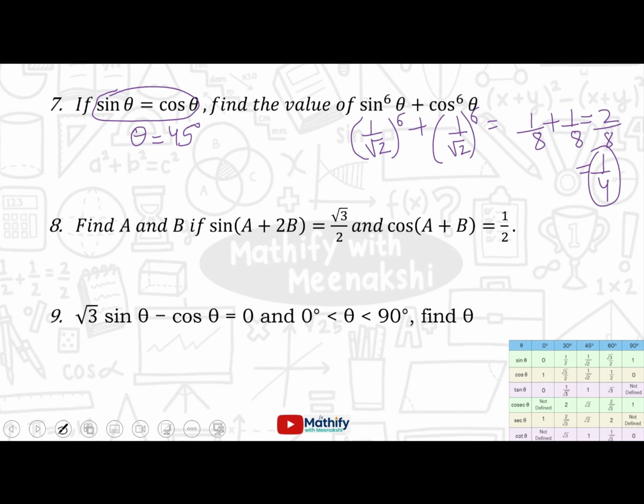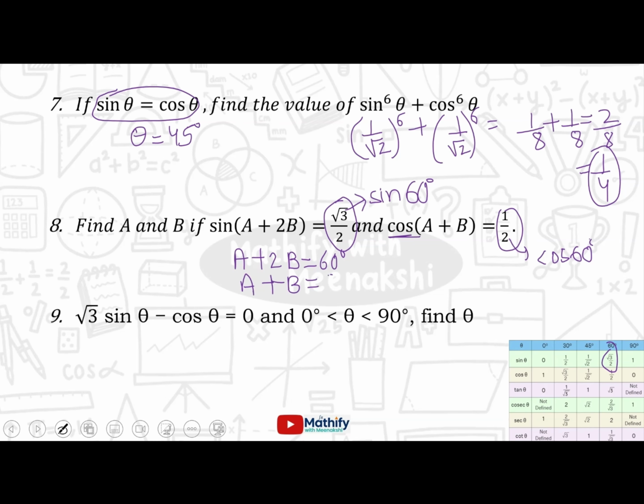Again, sine A plus 2B. Just write this in terms of sine. You can see the value here. 60 degree. That means you can write that your A plus 2B is 60 degree. Now what about this value in terms of cos? Half. That is again cos 60 degree. If you will compare, you will get A plus B is 60 degree.